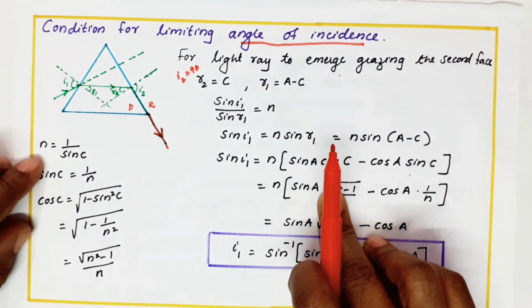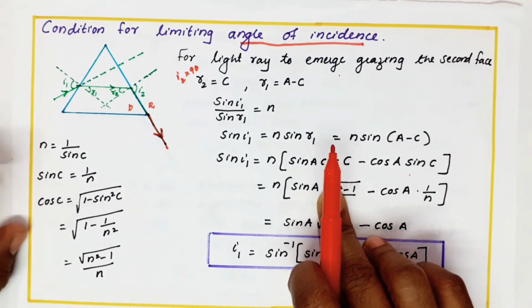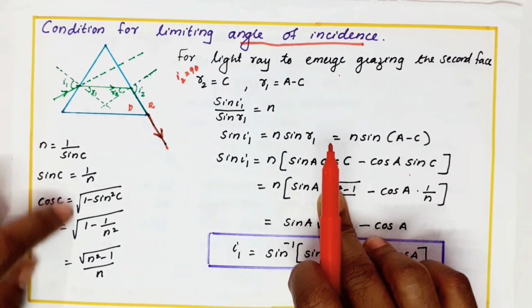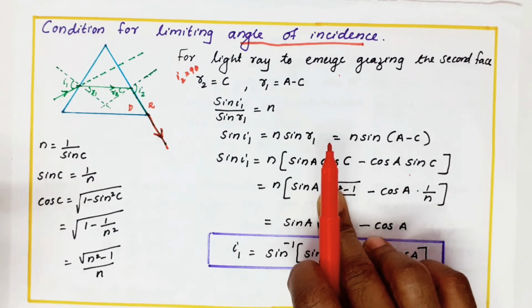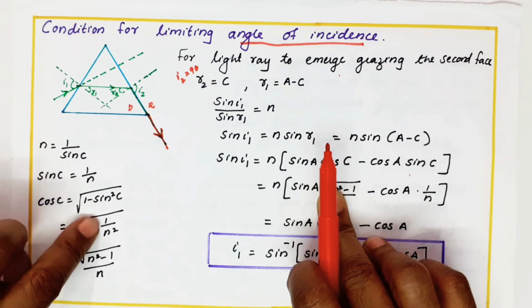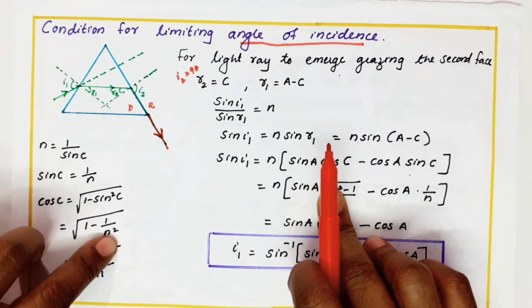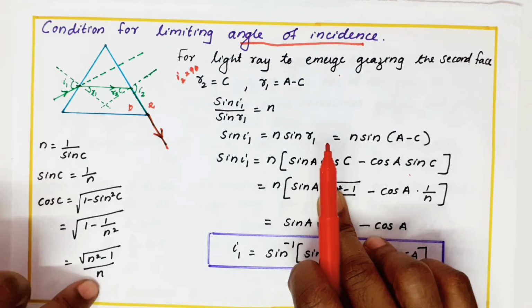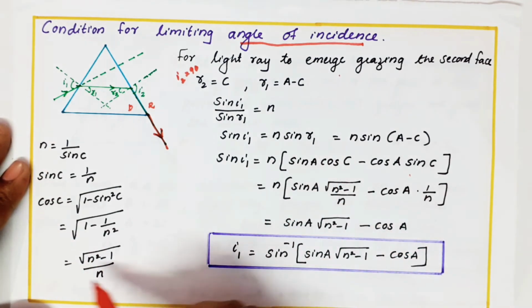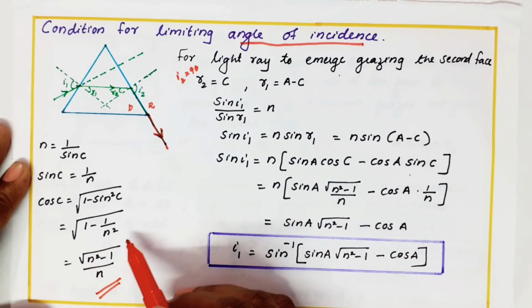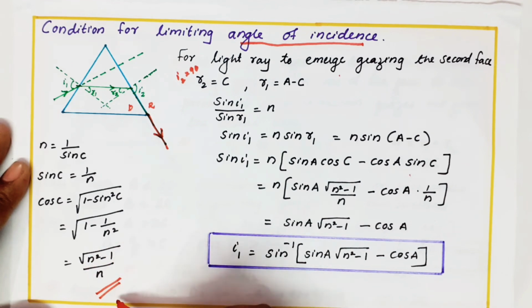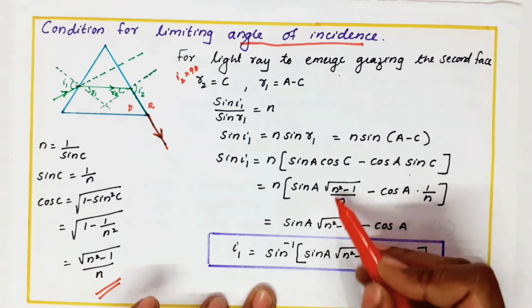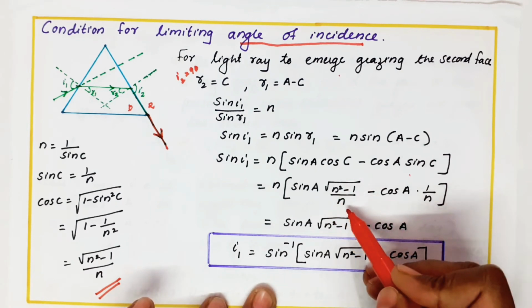What is cos C? N equals 1 by sin C, so sin C is 1 by N. So what is cos C? Root over 1 minus sin square C, that is root over 1 minus 1 by N square. Taking the LCM, it is root over N square minus 1 in the numerator and root over N square in the denominator. So remember, cos C is root over N square minus 1, by N.